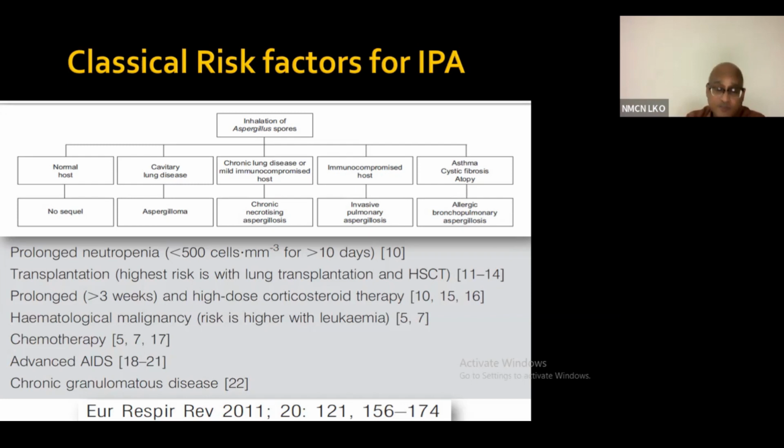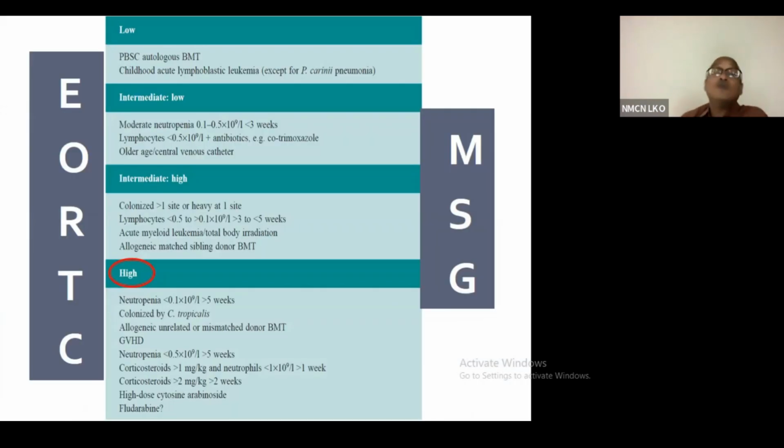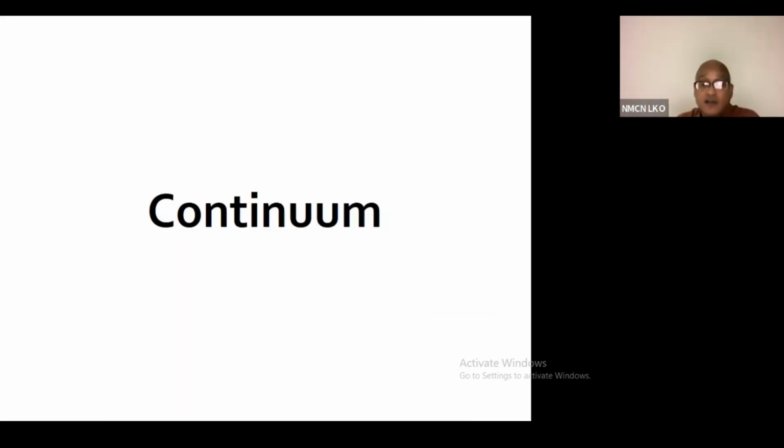But the trouble is that this is all given by EORTC, again meant specifically for cancer patients, not for non-neutropenic. We are just trying to take that information and put it into our non-neutropenic, non-cancer patients. Okay. So they categorize it based on low risk, intermediate, high, and further high risk. So if you are dealing with cancer, then you need to risk stratify your patients based on these EORTC and MSG criteria. Remember, it is a continuum of care.